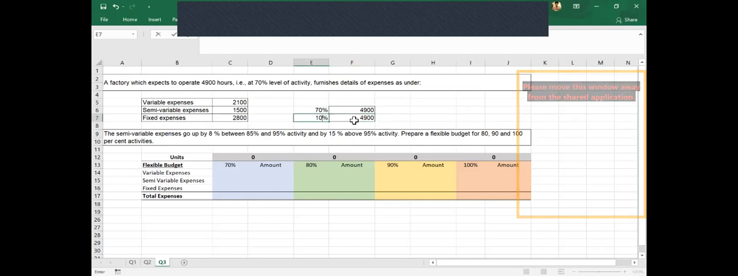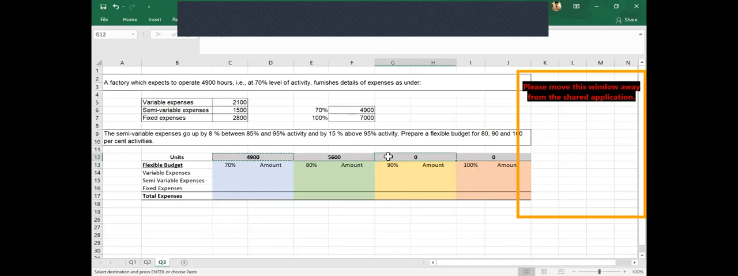So what is my 100% capacity? At 100%, it will be 7000. Okay, so it's the basic normal unitary method, 4900 divided by 70 into 100. So this is my total capacity. Now 7,000 at 70%, it's multiplied by this one fixed. Okay, so this is 4900 units, this is 5600 units, this is 6300 units, and this is 7000 units.